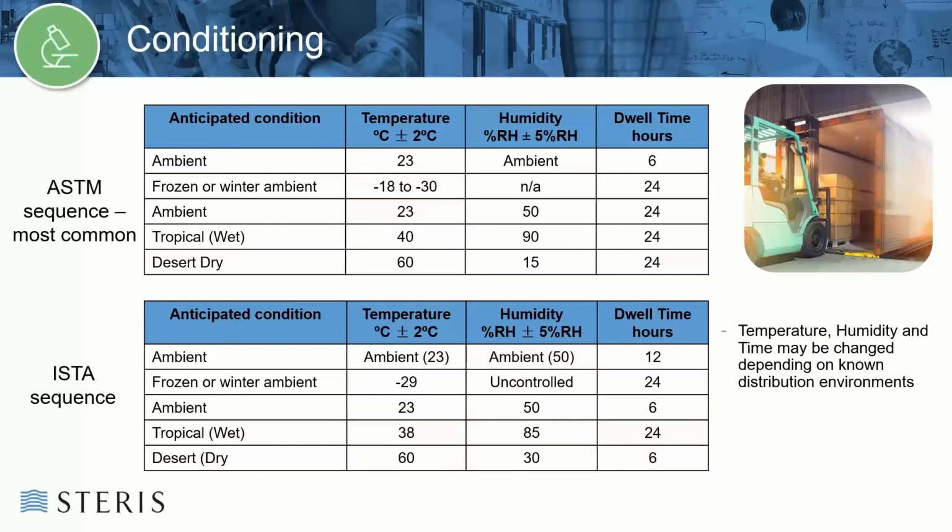These conditions are recommended by the standards, but they're not set in stone. So it may be that you have a really well characterized distribution of your product, and you know that it's never going to see these particular desert conditions, so we can reduce those, or perhaps it's going to be worse than what these conditions are, so you make it a little more rigorous. If you have the data to support those types of changes, you can do that.